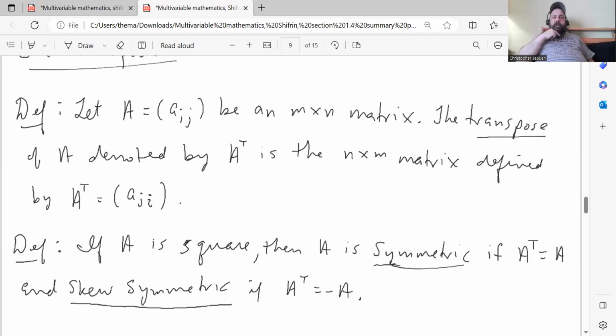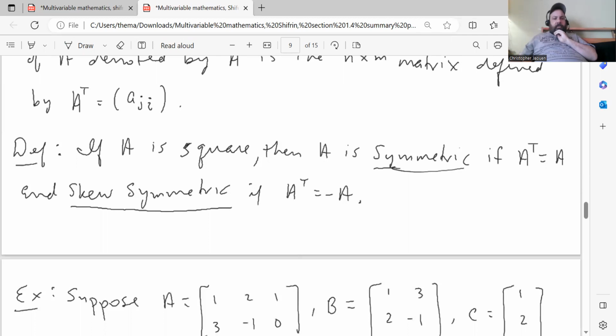Let A, the matrix Aij, be an m by n matrix. Then we define the transpose of the matrix A, which we denote by A superscript T, T stands for transpose, as the n by m matrix defined by just swapping the rows and columns of the matrix A. So the ij entry of the matrix A transpose is the ji entry of the matrix A. You just swap rows and columns.